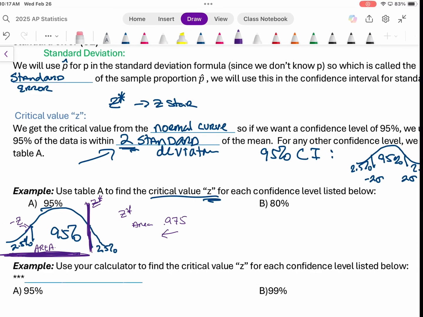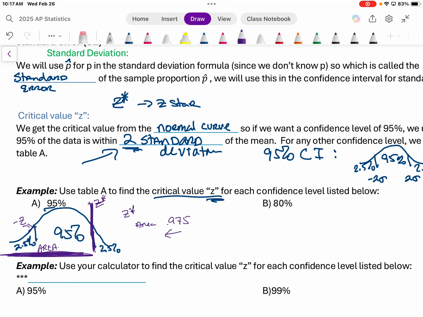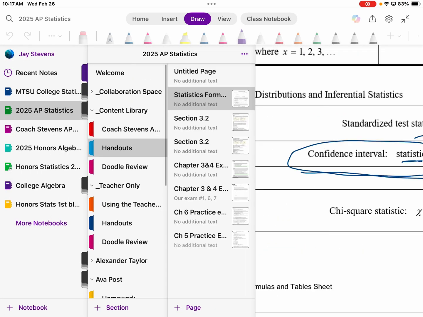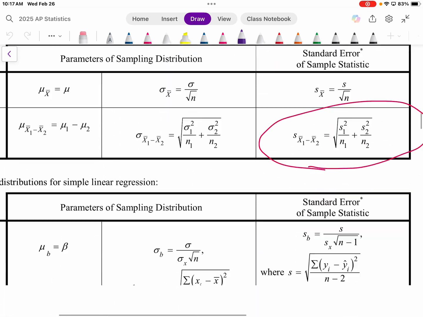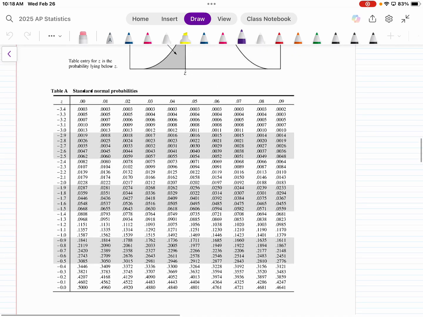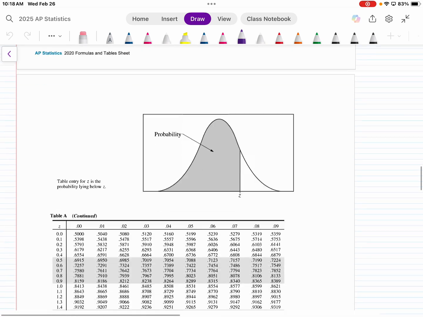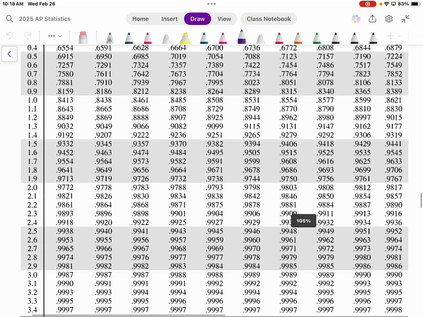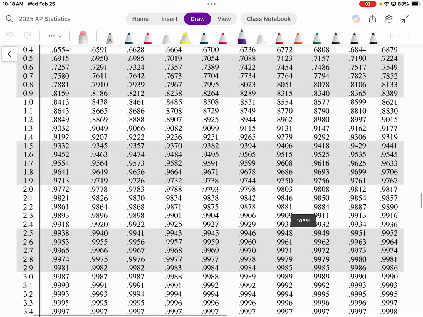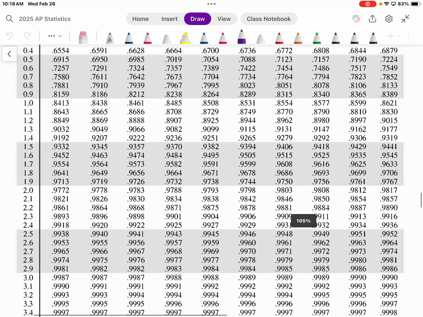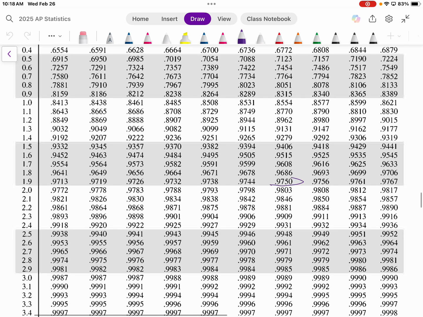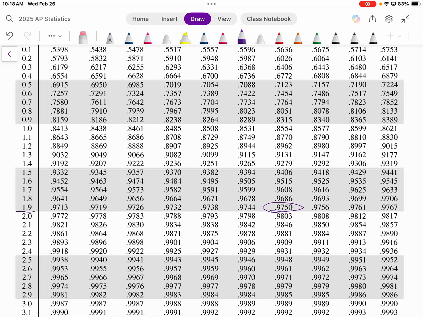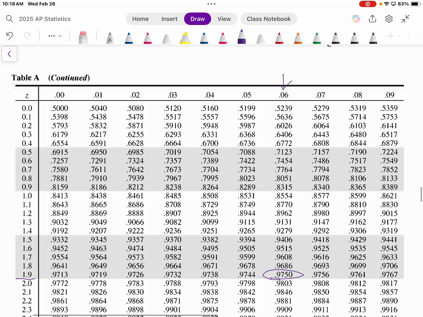So when we're doing table A, I don't go to 0.95 in the middle. I go back to my table A, which I think I have in my handouts. And 0.975 would be on the positive side. As I zoom in, 0.975, there we go. So I was lucky that it's actually one of the ones. That is a 1.9, and it's in the 6th column.